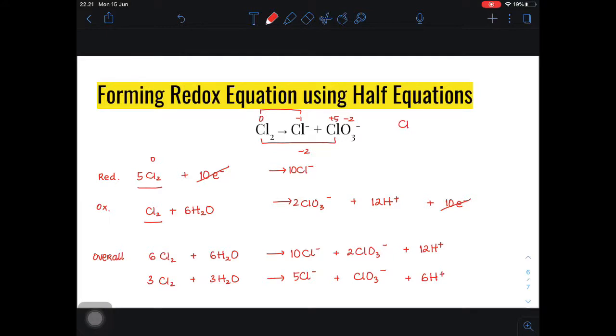But for this reaction, Cl2 is both reducing and oxidizing agent.